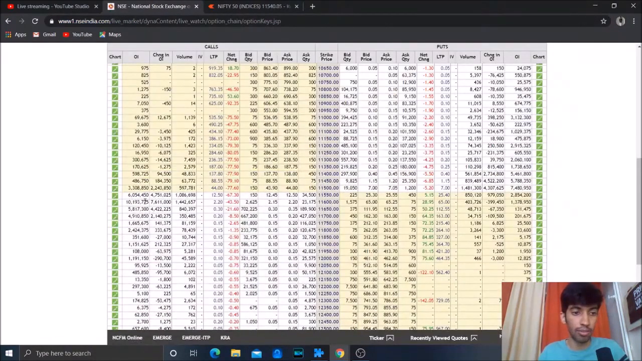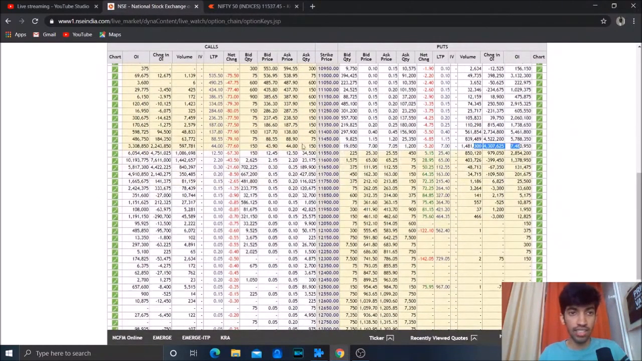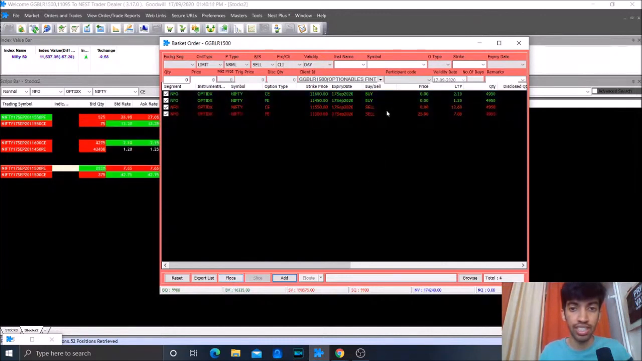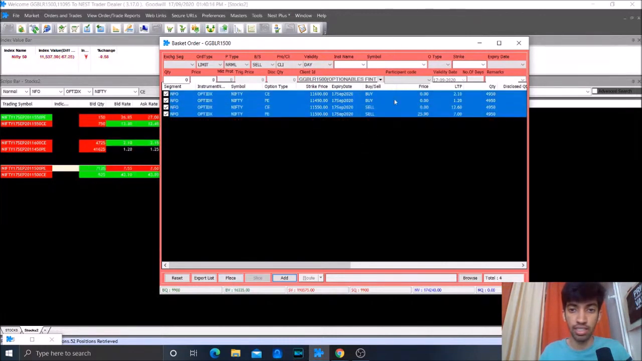And open interest, there's 1 crore, 60 lakh, 70 lakh. It does look like it is more or less likely staying between this range itself. So I will just go ahead and short this. So reset, and I will place orders for the same. So let me just see, sell, and right.